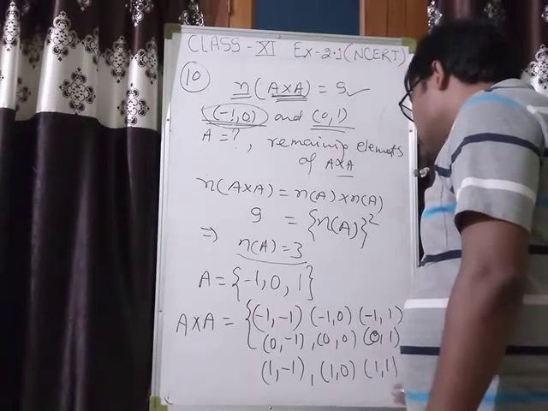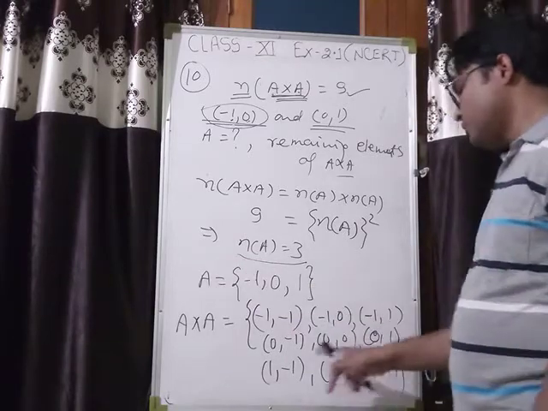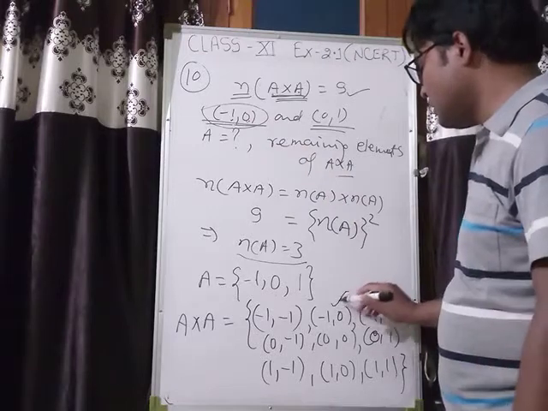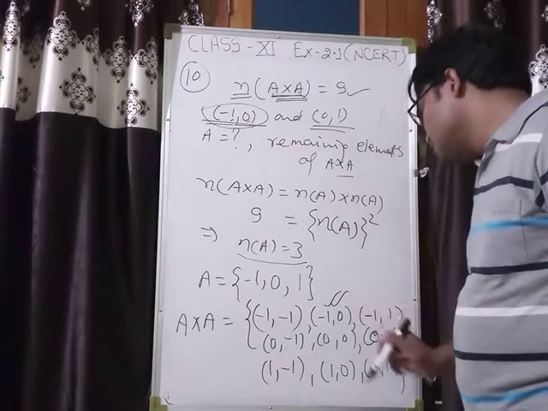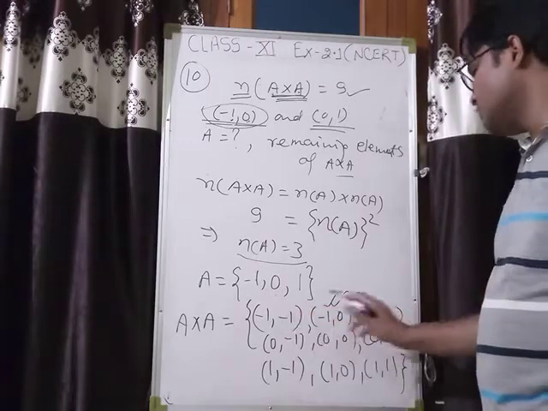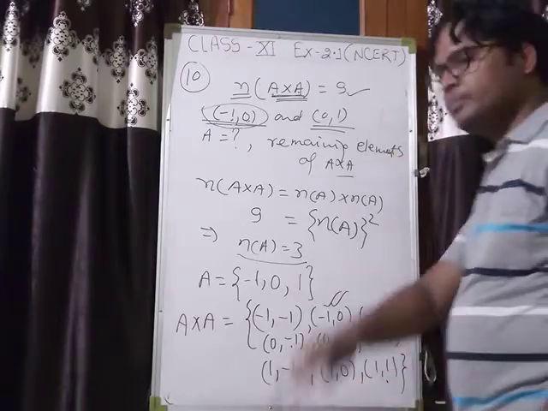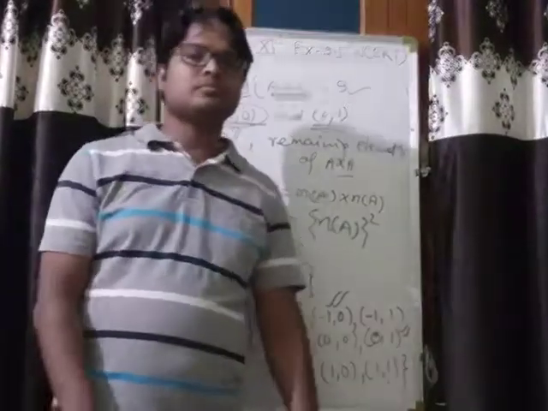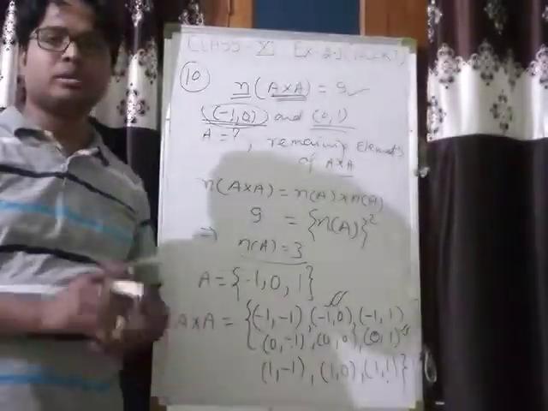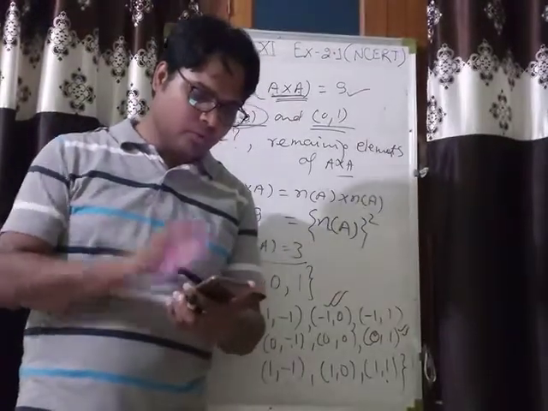So these are the 9 elements belonging to A cross A: 1, 2, 3, 4, 5, 6, 7, 8, 9. In which (-1, 0) has already been given, and (0, 1) has also been given, and the others are the remaining seven. So that is the solution of question number 10. Now exercise 2.1 has finished.